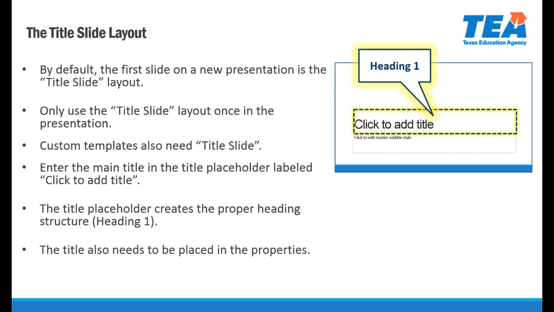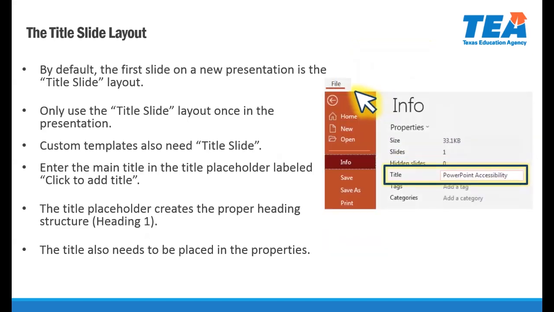Also place the same title in the properties of the presentation. This will help screen readers know the title of the presentation without having to open the file. To do this, click on File, select Info from the orange column menu, and enter the title in the title field located on the right side of the screen under Properties. If the title field already has a title, verify it's the correct title and change it if needed.